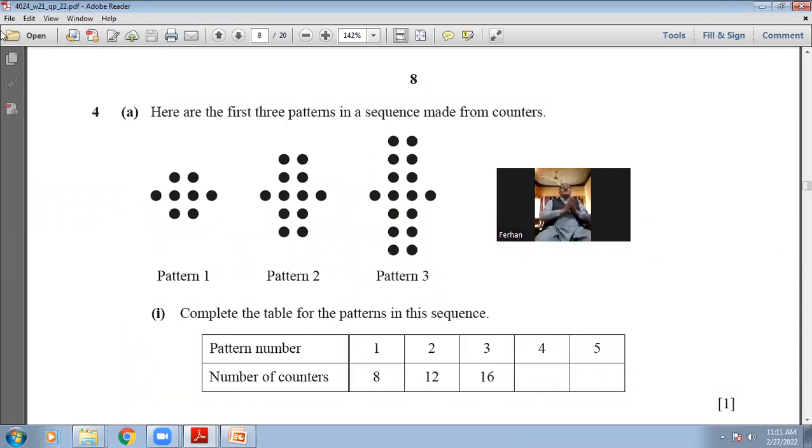Here are the first 3 patterns in a sequence made from counters. Pattern number 1, pattern number 2, pattern number 3. Complete the table for the patterns in this sequence. You can see in the first pattern there are 8 counters, in the second pattern there are 12 counters, and in the third there are 16 counters.